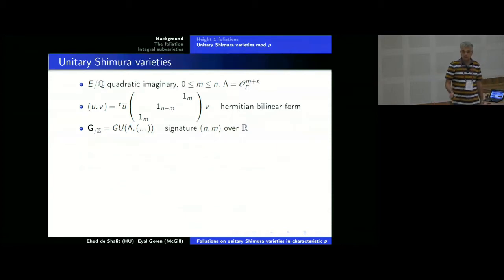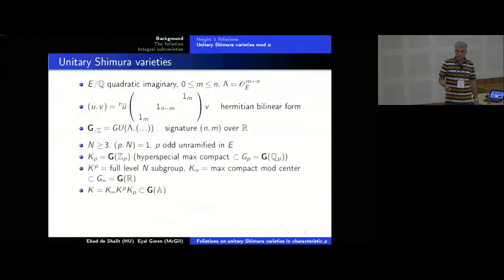So this gives us a group scheme over Z of unitary similitudes, of all the matrices of size m plus n that preserve this Hermitian bilinear form up to a similitude factor. And the real points of it is the usual unitary group of signature (n, m).